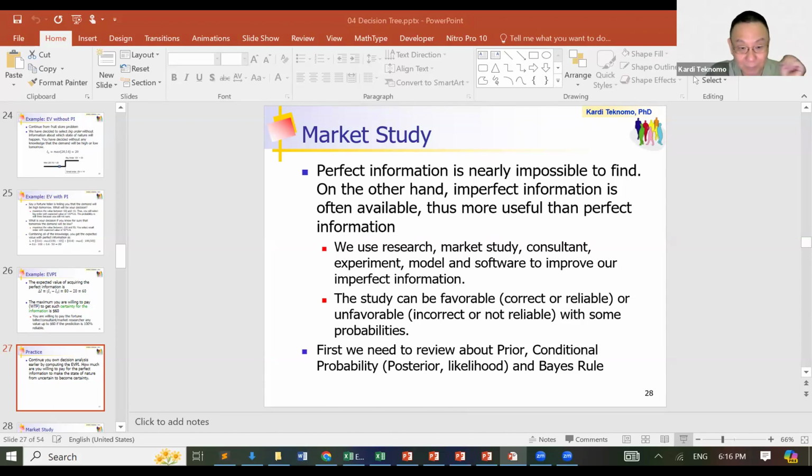So we can assign. In this case, we use prior, conditional probability and Bayes' rule. Conditional probability has two parts, one called posterior and the other likelihood. Let me just review the terms. We have the same base.